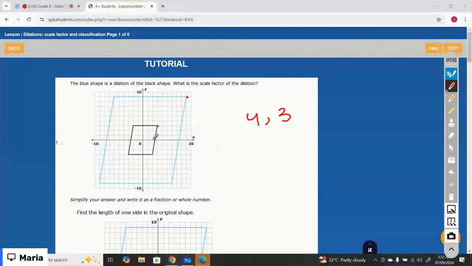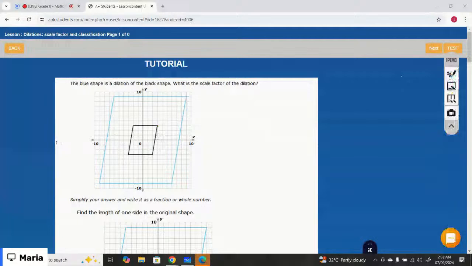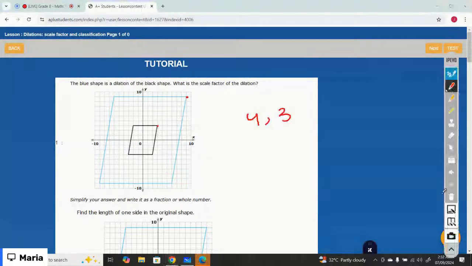Hold on. It is 3, 3, sorry. The coordinates of this point are 3 and 3, right? This one has the coordinates 9 and 9. That means you multiplied them by 3. So the scale factor for this one is 3.